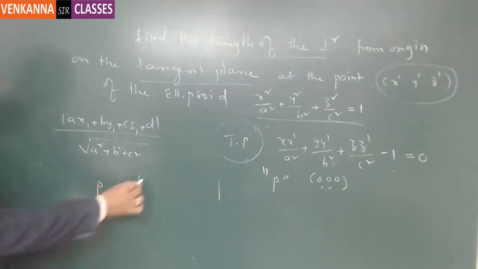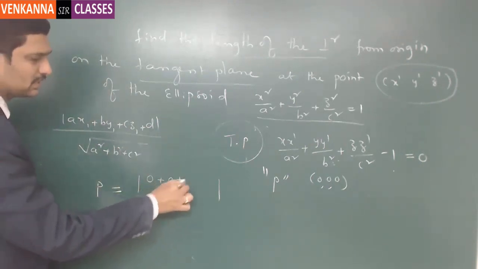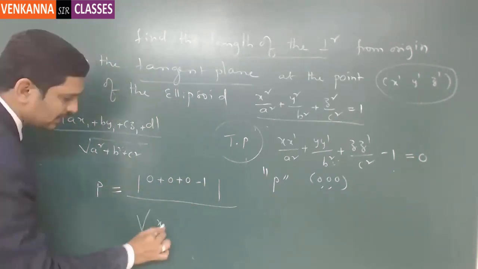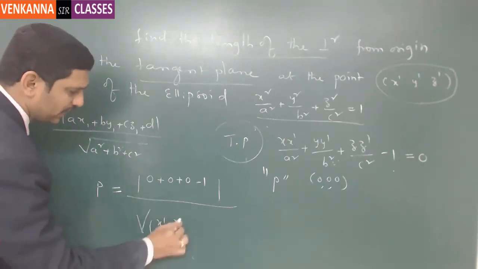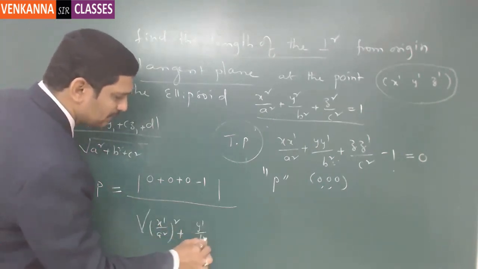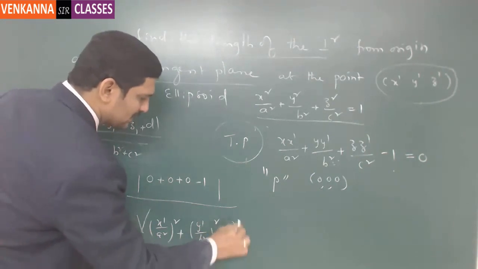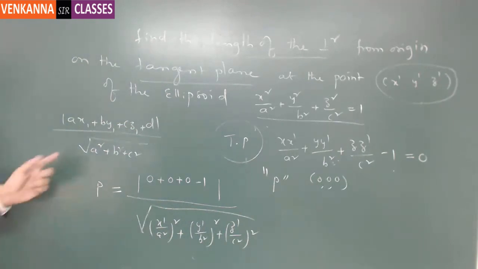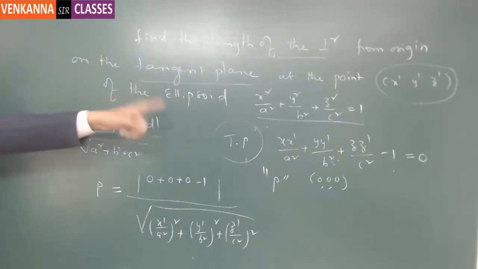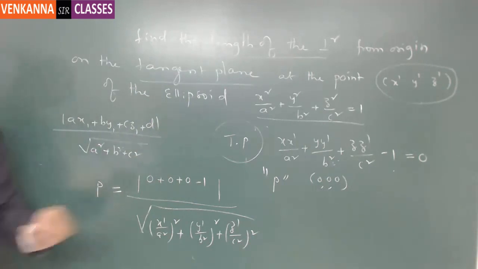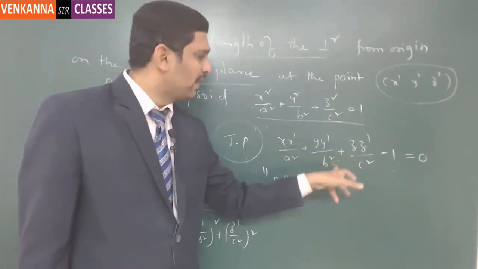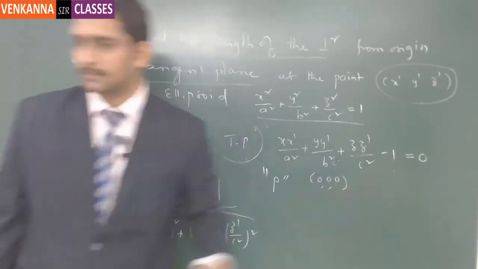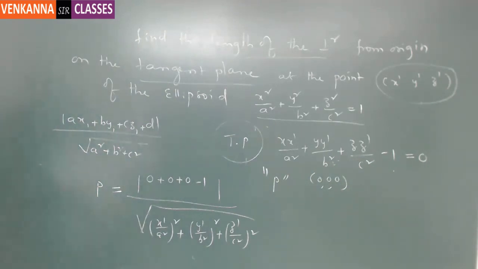substituting the values here, 0 plus 0 plus 0 minus 1 by square root of (x dash by a square) whole square plus (y dash by b square) whole square plus (z dash by c square) whole square, where a, b, c, d are nothing but the coefficients in the plane you have taken. So x dash by a square, y dash by b square, z dash by c square, d is nothing but the constant minus 1. Okay? Clear to all?